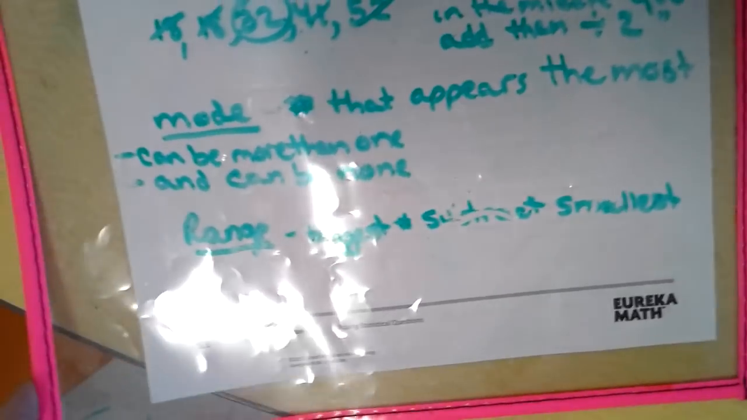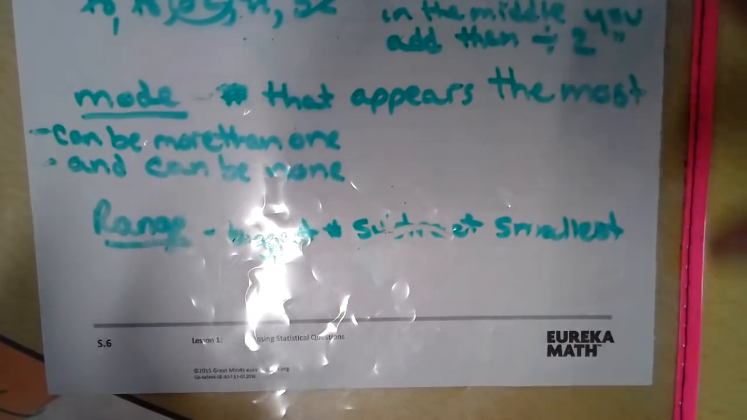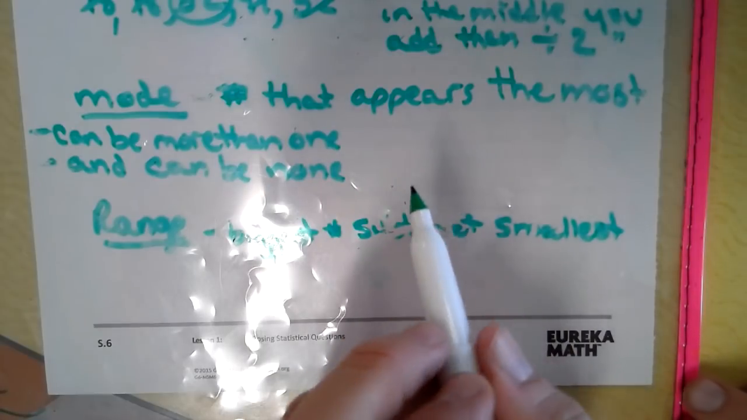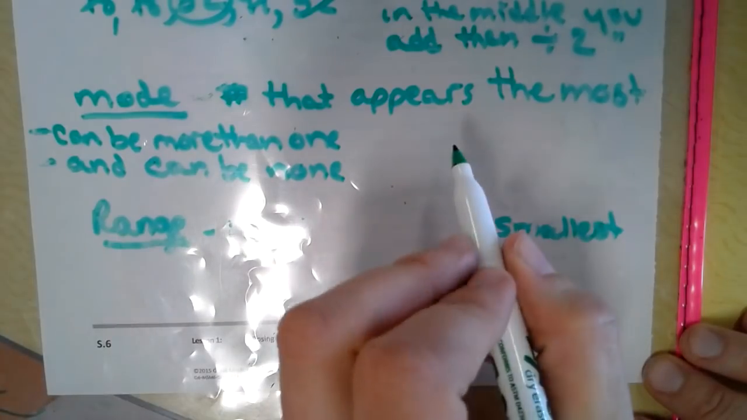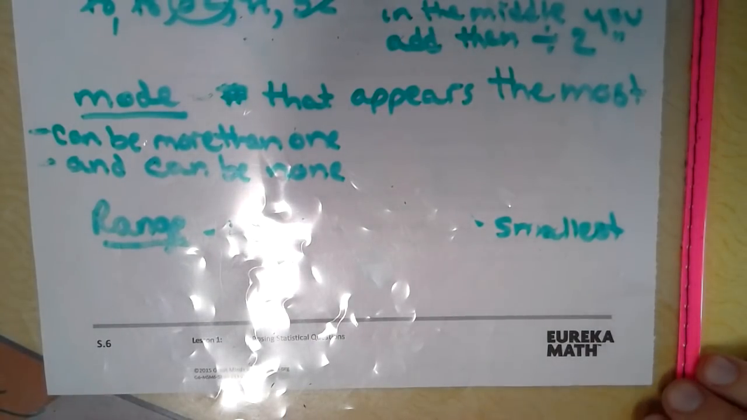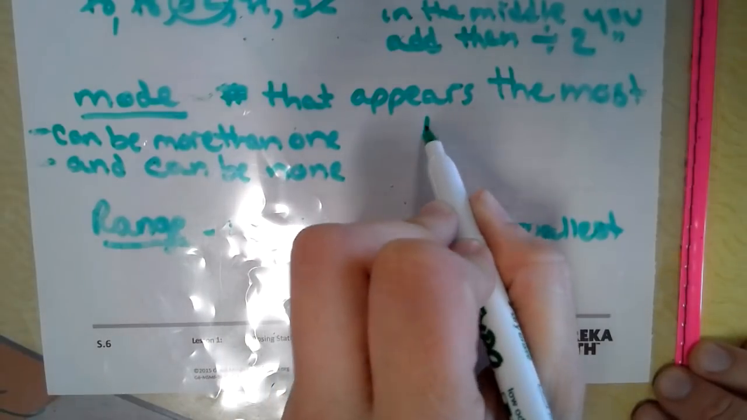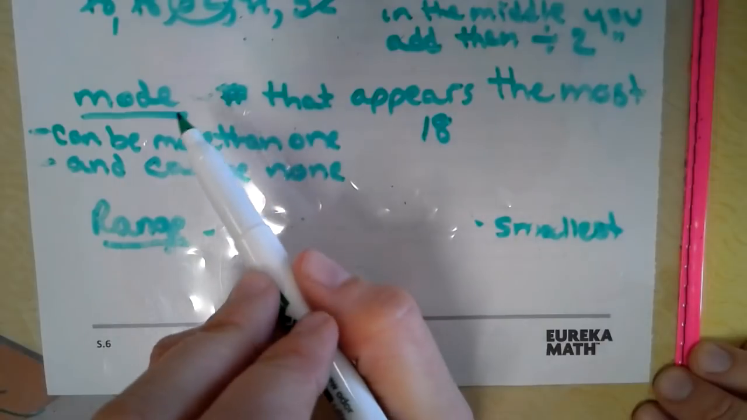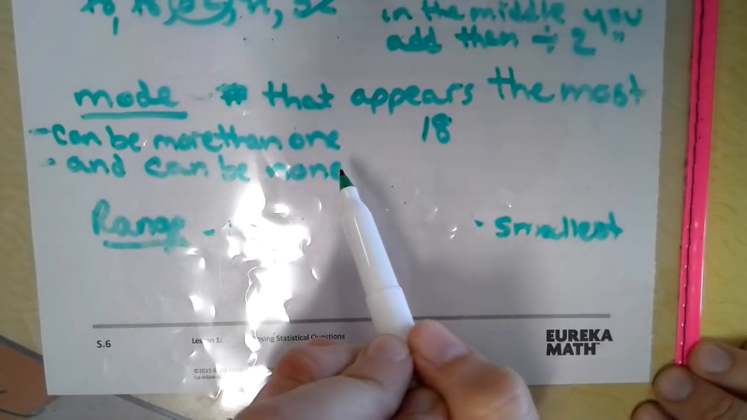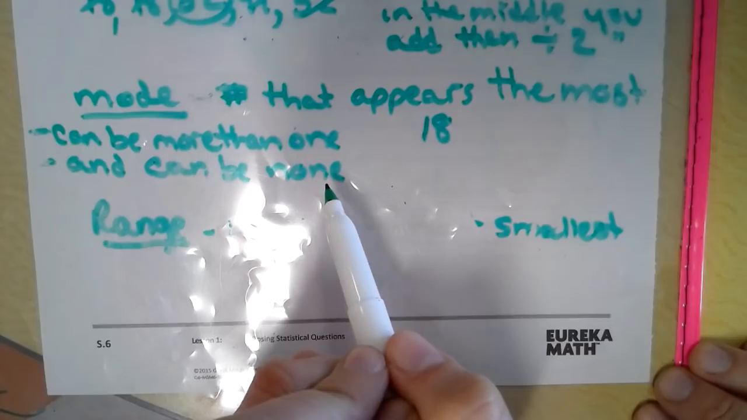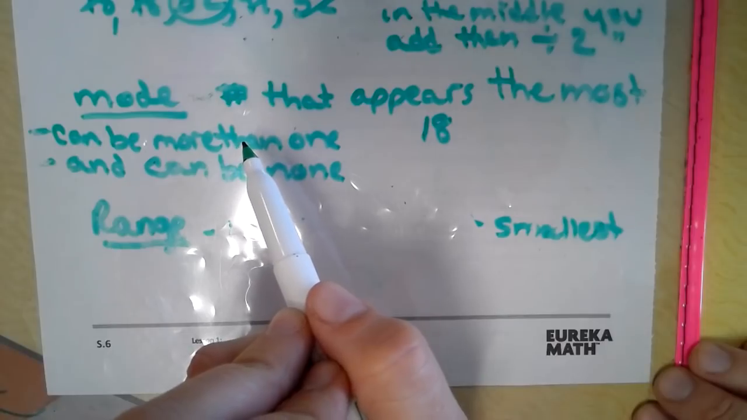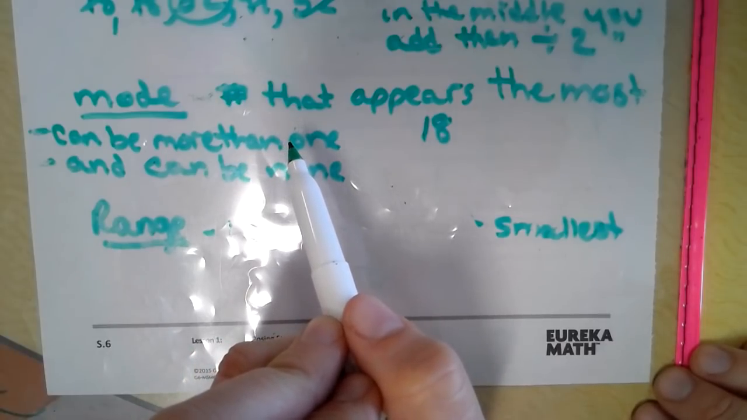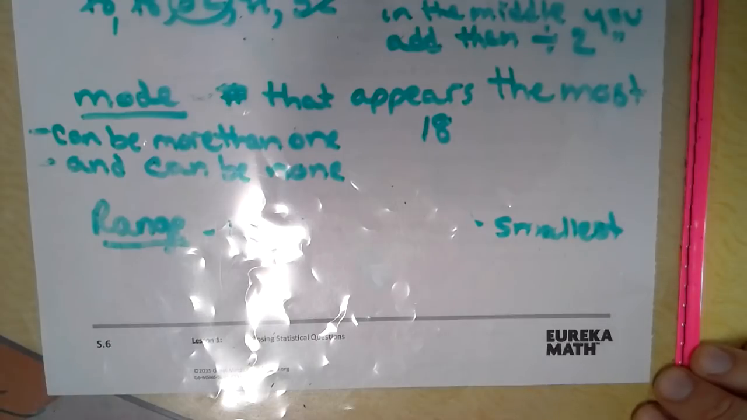So now we have mode, the number that appears the most. Now, the number that appears the most is obviously the one that appears the most. So what we have here is we had a 52, an 18, a 32, a 41, and an 18. So our answer here, the mode, would be 18. However, if each number was represented only once, there would be no mode. Now you don't put 0, you put no mode, okay? And if there were 2 numbers that had the same count, so if there were 2 18s and 2 52s, then the mode could be 18 and 52, okay?